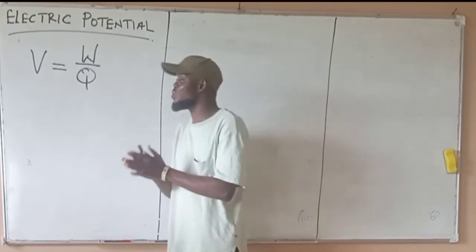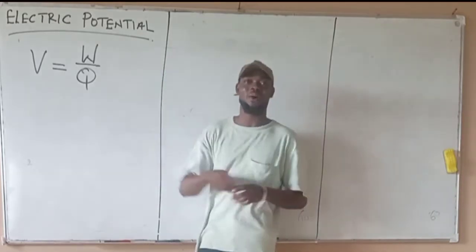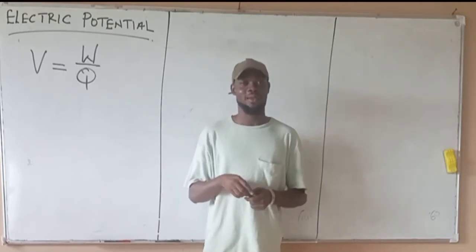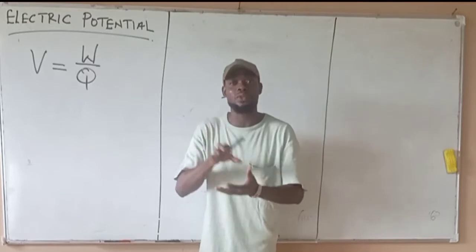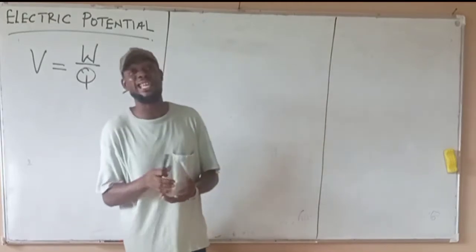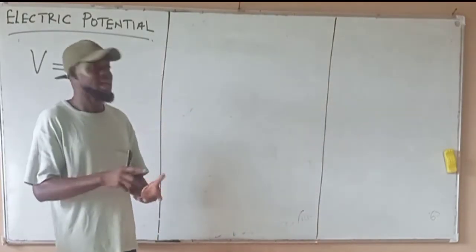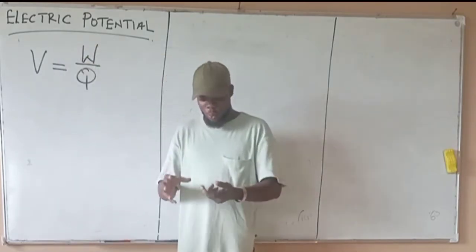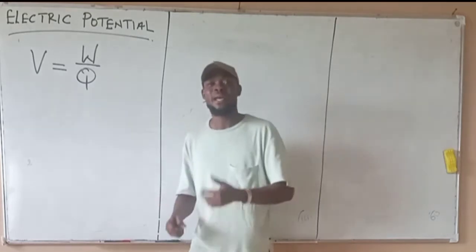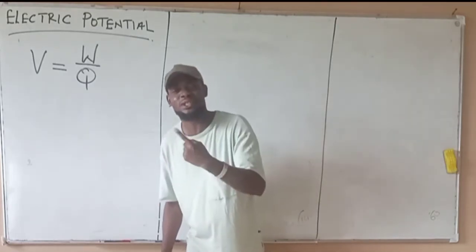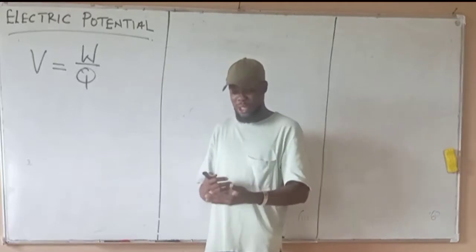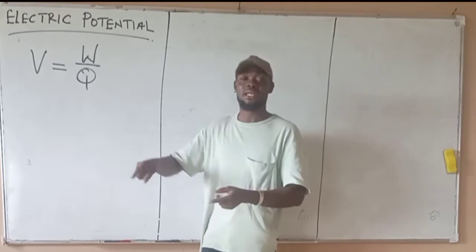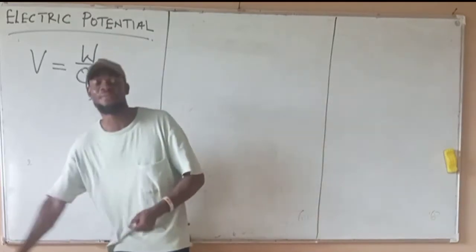So let us go to this topic now. What is the meaning of electric potential? Electric potential can be defined as the work done in moving a unit electric charge from infinity to a particular point in an electric field.